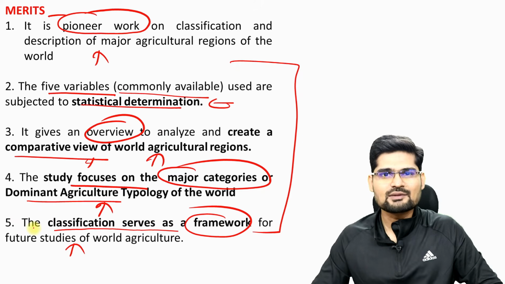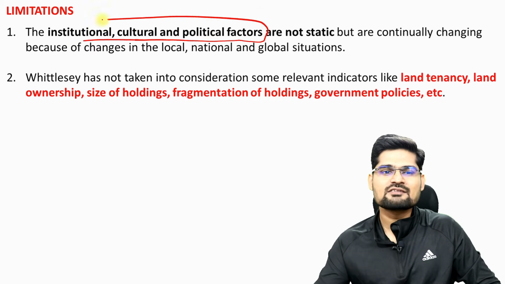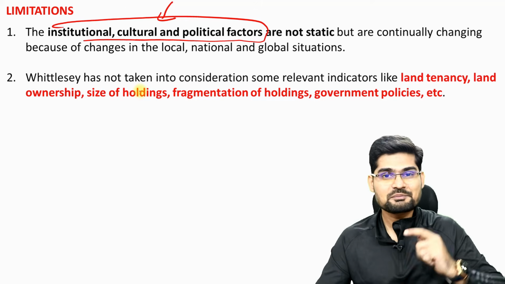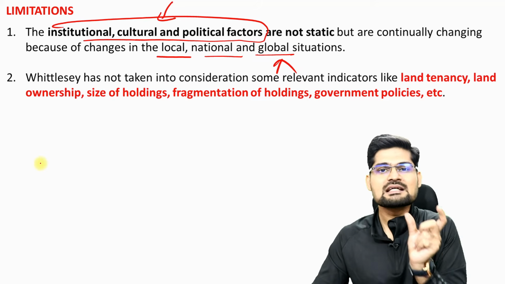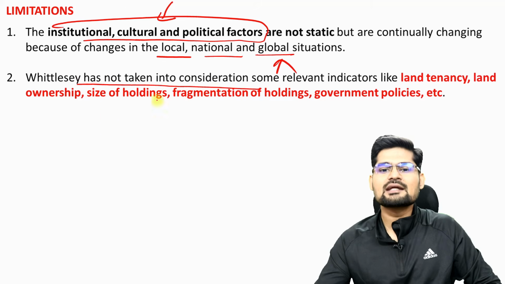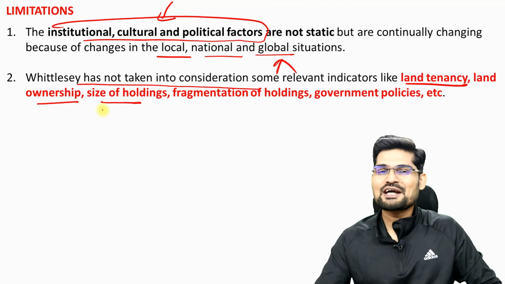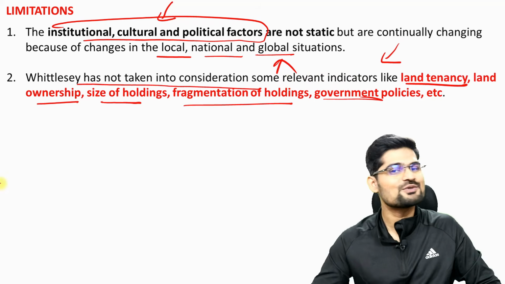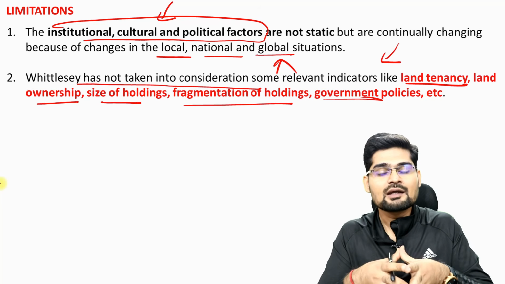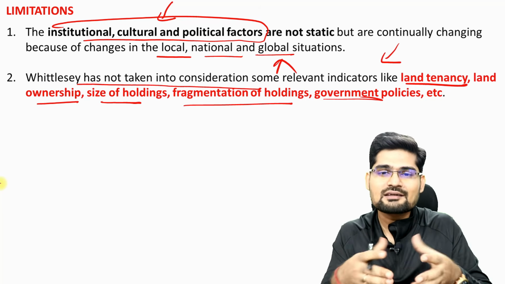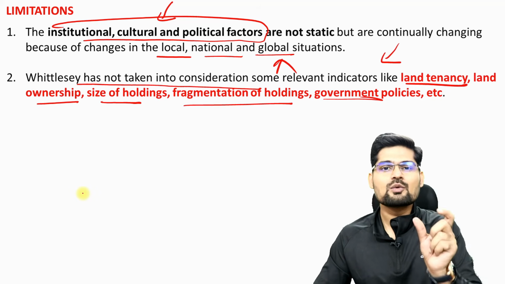So these are certain merits that you need to take care of, and a few limitations are also there: it is highly generalized, institutional, cultural and political factors were not considered, which have a greater role to play in the practice of agriculture, and also local, national and global situations are different, right? So what you observe is the scale factor was missing in this, and Whittlesey has not taken into consideration some more indicators, like land tenancy, land ownership, size of land holdings, fragmentation of holdings and government policies across the world. These are things which also determine to a great extent what decision a farmer is going to take in order to qualify in which of the categories, which kind of agriculture he or she is going to practice. So that's the limitation in this particular classification, or we say world agricultural typology.